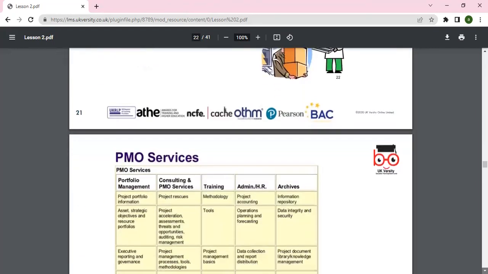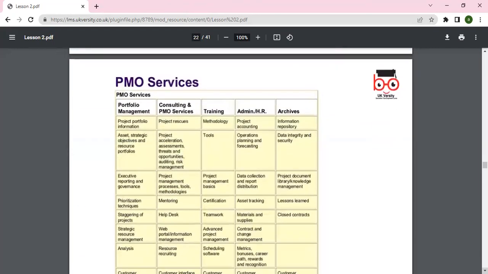a level of support. So PMO, portfolio management, where we look at the assets, we look at executive reporting and governance, we look at prioritizing the tasks and consulting PMO services. Yes, so project accelerating assessments, so you do regular reporting, and the help desk needs training.